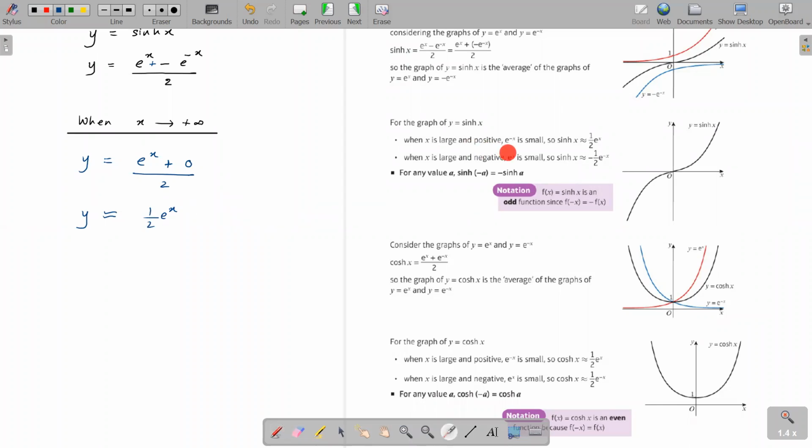So that's what they're saying here. When x is large and positive, e to the power minus x is small. So sinh x is going to be approximately equal to half of e to the power x. They're just trying to show you what happens to y as x gets large. Similarly, let's do the same thing when x is reaching negative infinity.